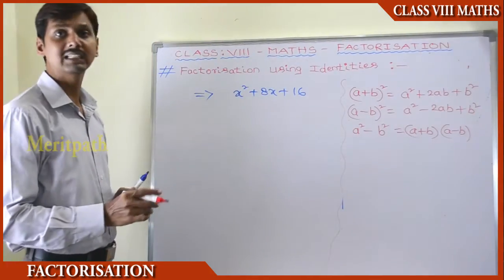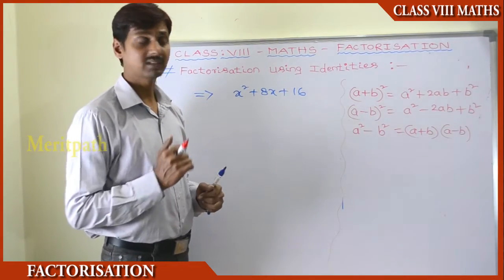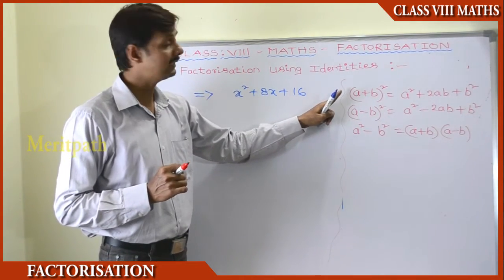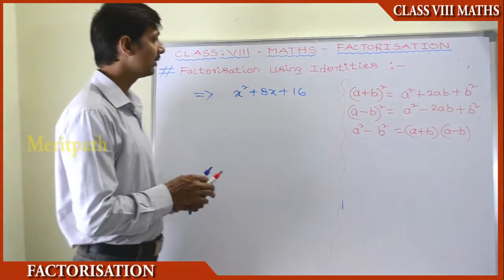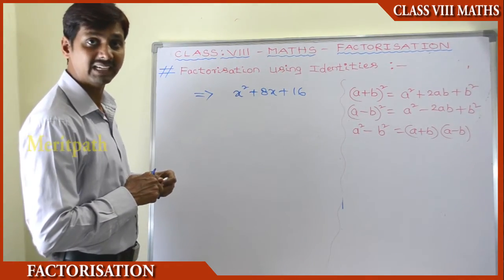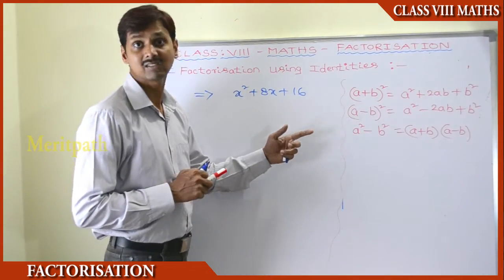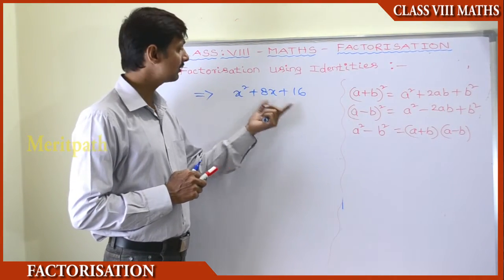So we got three identities from algebraic expressions. From these algebraic expressions we learned all the three identities: a plus b whole square, a minus b whole square, and a square minus b square. So let's use some of the identities to factorize this expression, that is x square plus 8x plus 16.